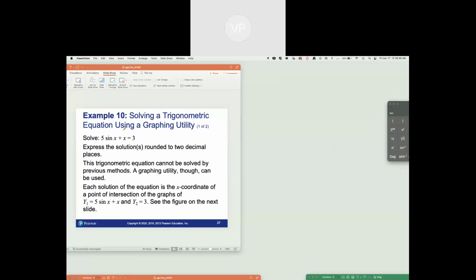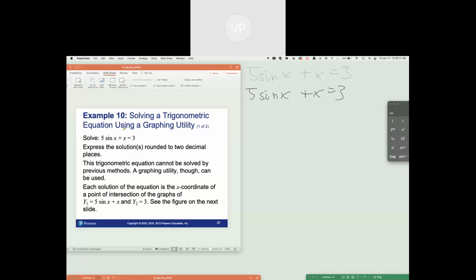Now, in this particular one, we have 5 sine x plus x equals 3. Okay, and it's a unique one because you have a variable that's a regular variable, and then you also have one that's inside the trig there. So we've got a lot going on here. All right, they tell you trig equation cannot be solved by previous methods. A graphing utility, though, can be used.